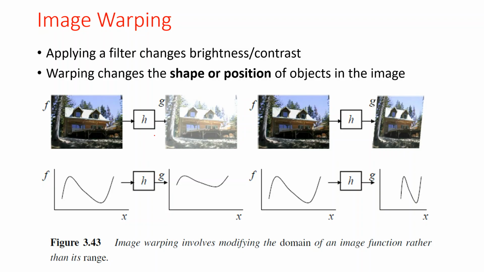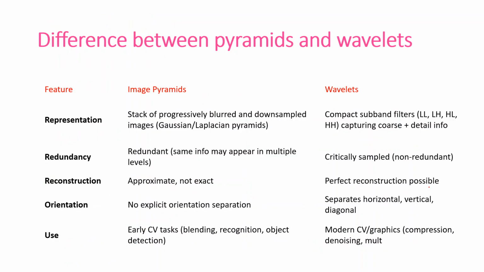And the last one is image warping. Generally applying a filter will change the brightness or contrast, but warping changes the shape as well as position of the object. So divide these images into two parts. A normal image, on applying the filter, will enhance brightness or enhance the contrast. But the same original image, on applying the image warping filter, will change the position. You could see the change here. Here in this image, the brightness is enhanced. Here the orientation is changed. That is what is represented in the wave format also.